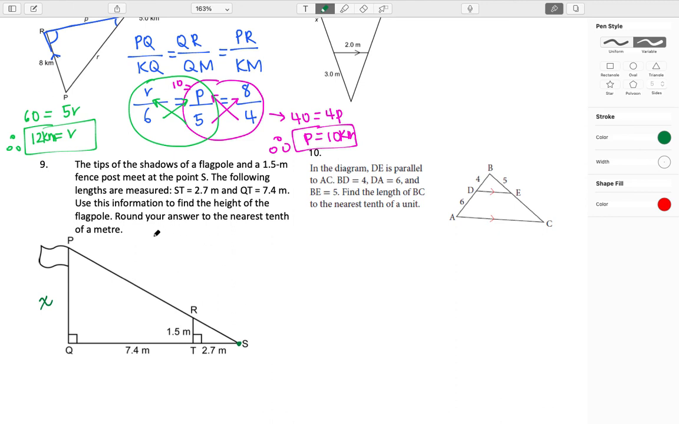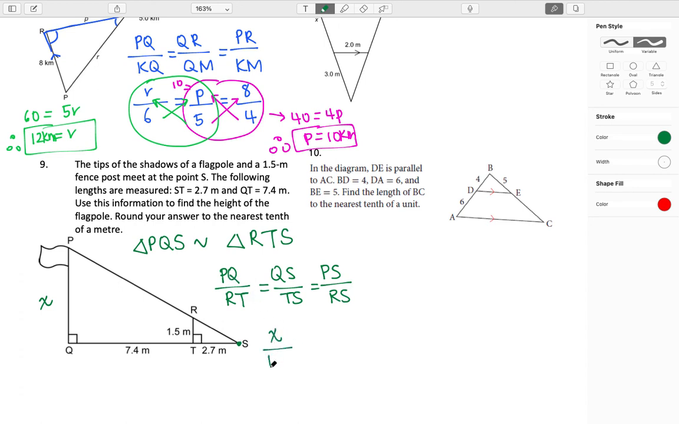So we could write down the similar triangle statement. So triangle, let's say, PQS is similar to triangle RTS, right? So angle T and Q, they both have 90-degree angles. Now let's write down the proportionality statement. So we know that PQ is proportional to RT, QS is proportional to TS, PS is proportional to RS.